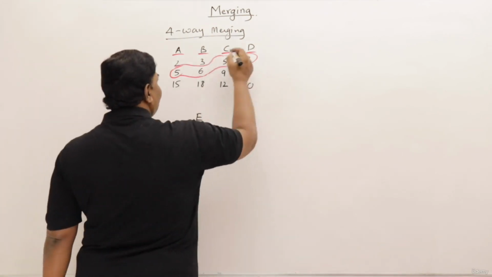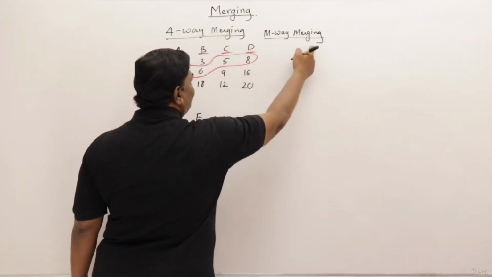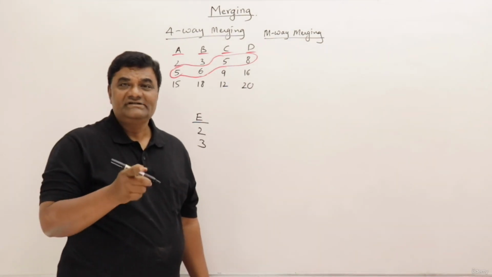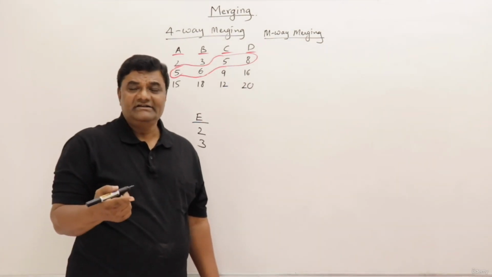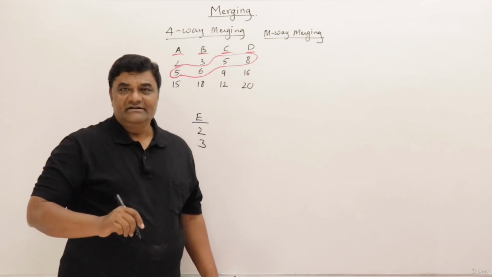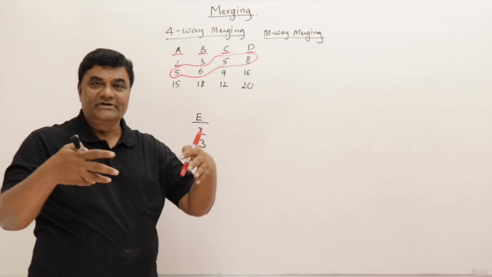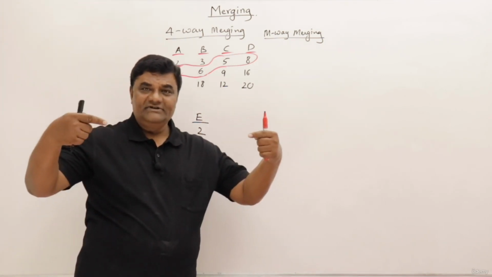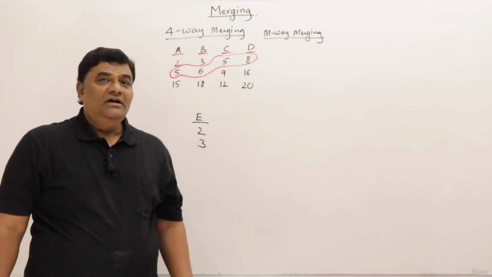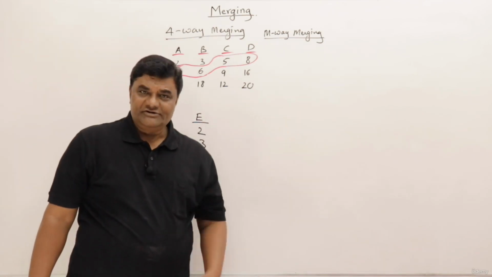M-way merging is a known term. M-way merging means merging m sorted lists into a single sorted list. So that m can be anything. It can be 3, it can be 4, it can be 10, it can be anything. So we are merging all lists together. We compare one element from each list and copy the smallest one. Then there is another solution for this one.